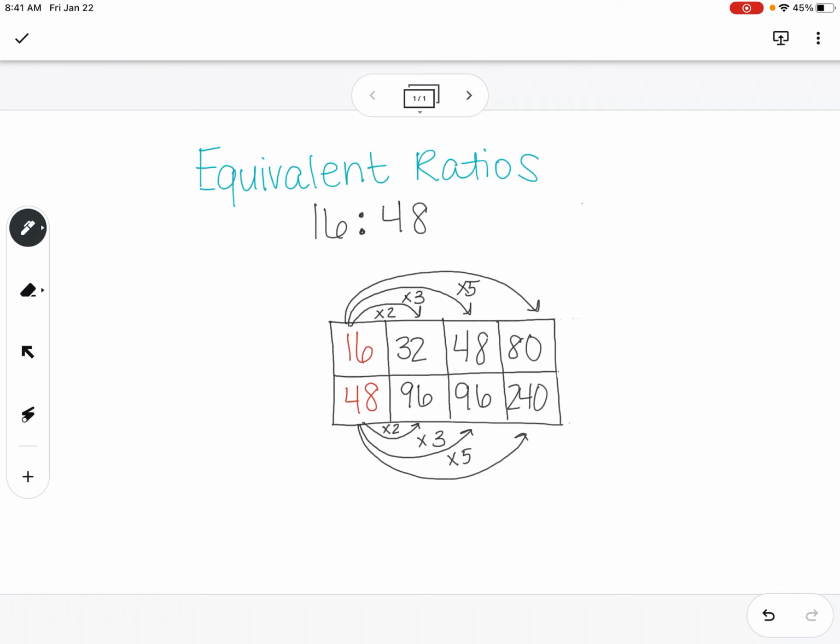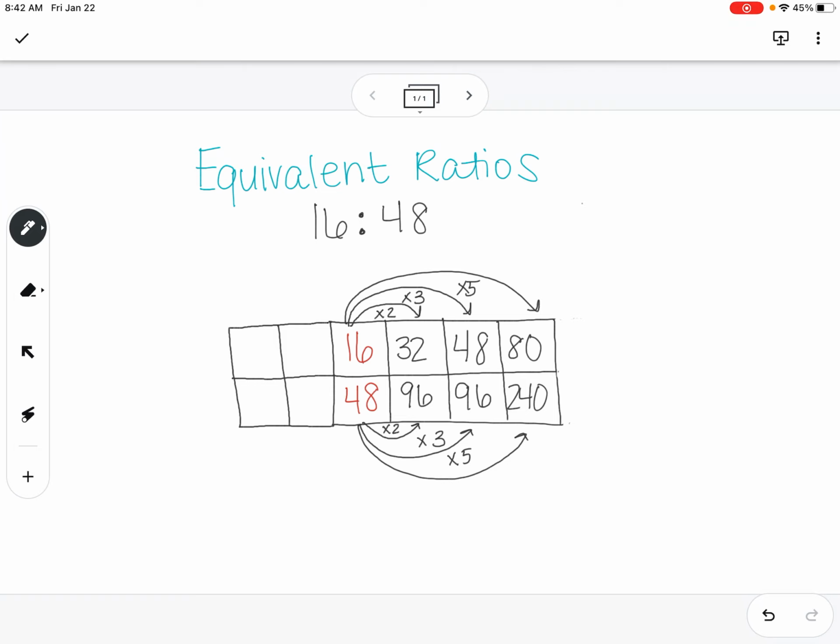Multiplying both terms by the same number is one way that you can find equivalent ratios. The other way is that you can divide both terms by the same number. So I'm going to extend my ratio table. Again, the original ratio that I'm working with is 16 to 48. I'm going to divide both terms by the same number in order to get an equivalent ratio.